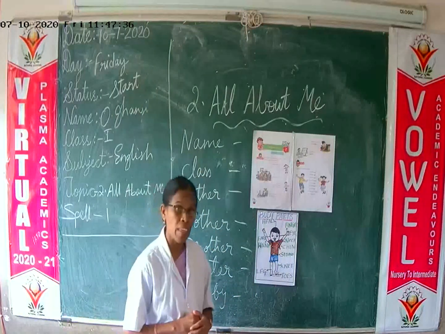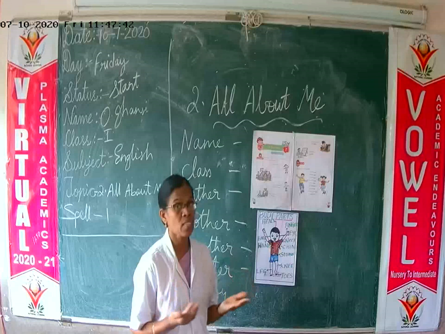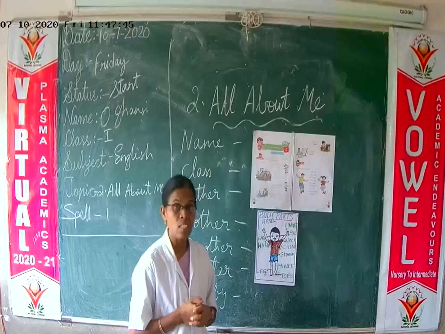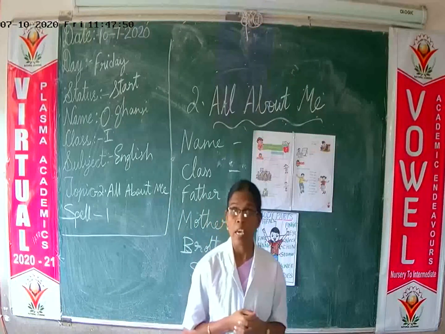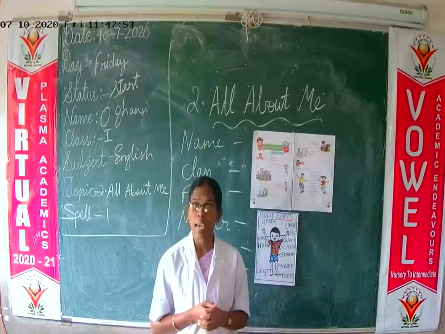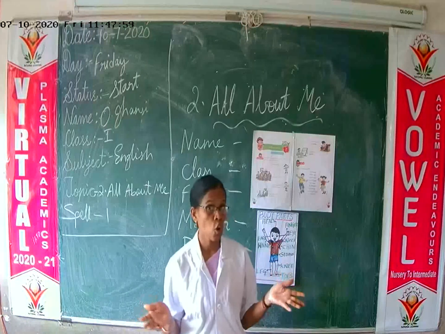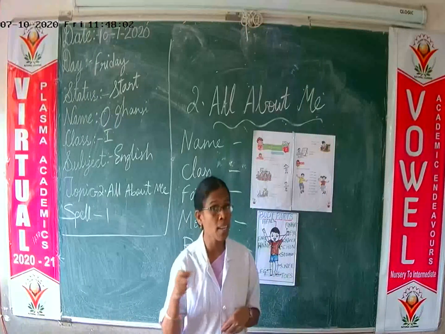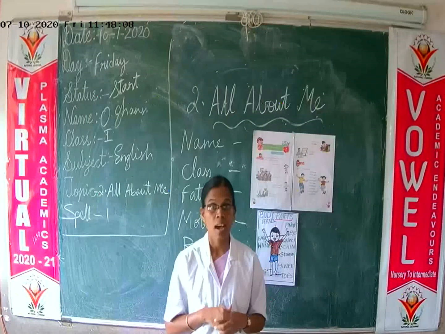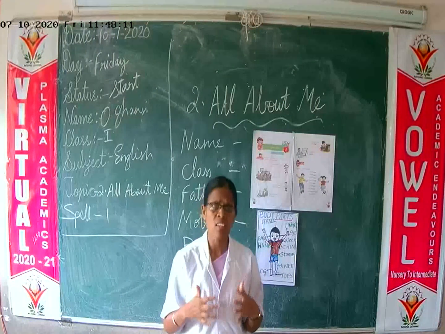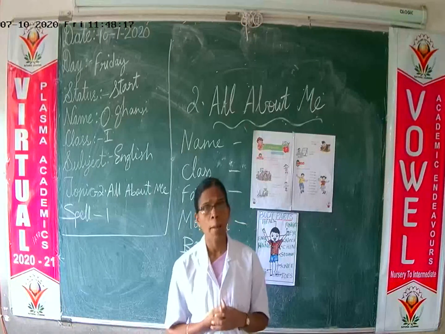Then what about your hobby? Means the things in which you are interested mostly. In which things you are interested mostly, you can give the information. Like, I am interested in painting. I like drawing. I like to color the things. I like singing. I like dancing. Like this, you can give the information about the things you are interested in mostly.